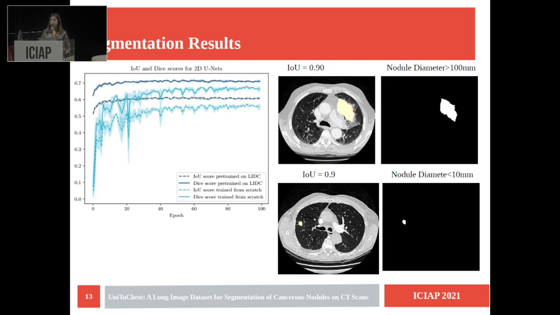We have shown the results of our segmentation by overlapping the segmentation predicted by the network on the lung CT scans.